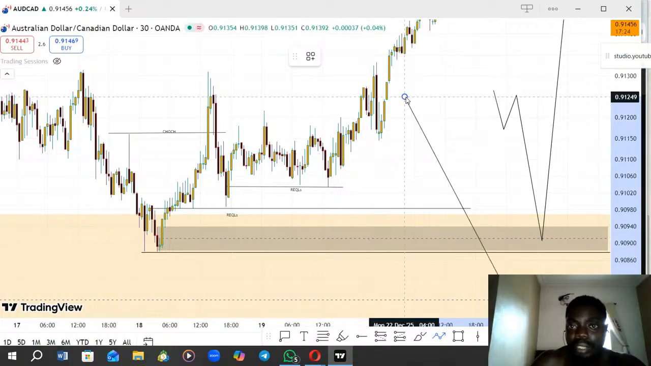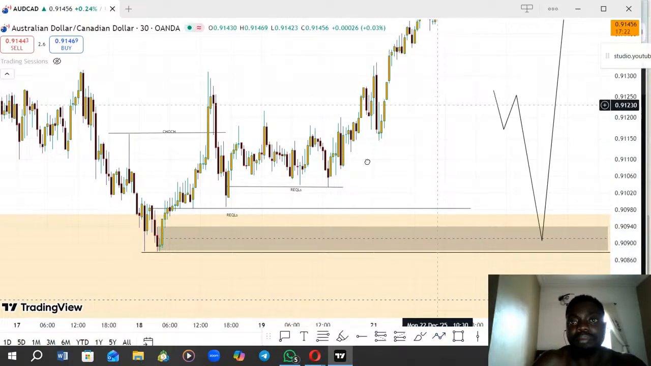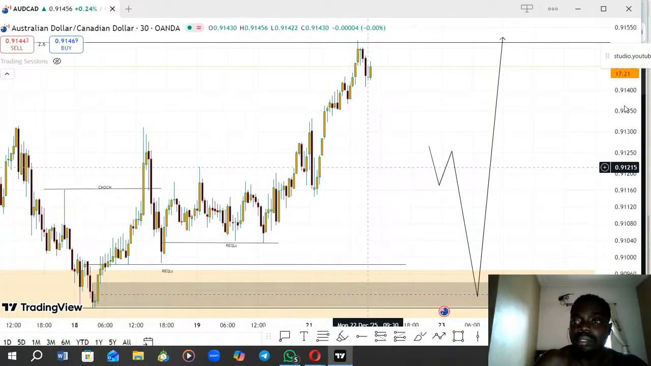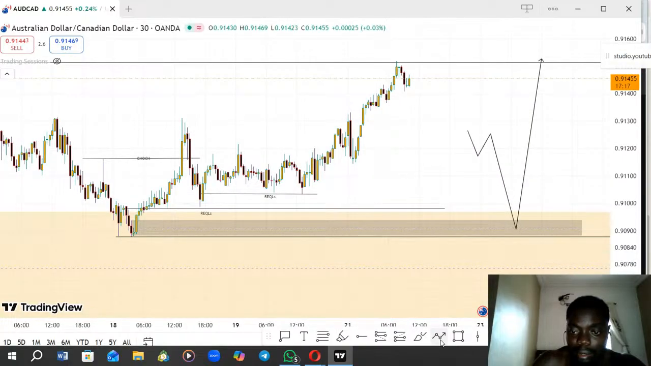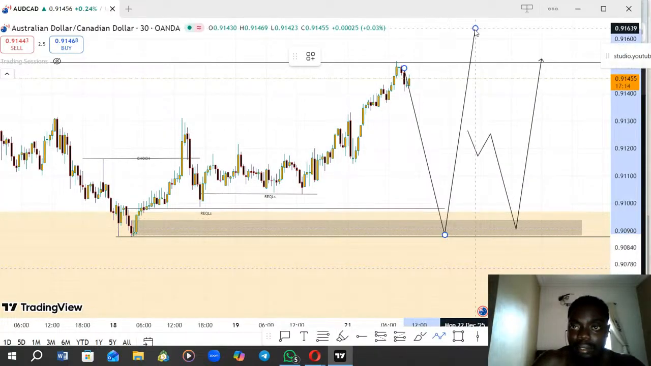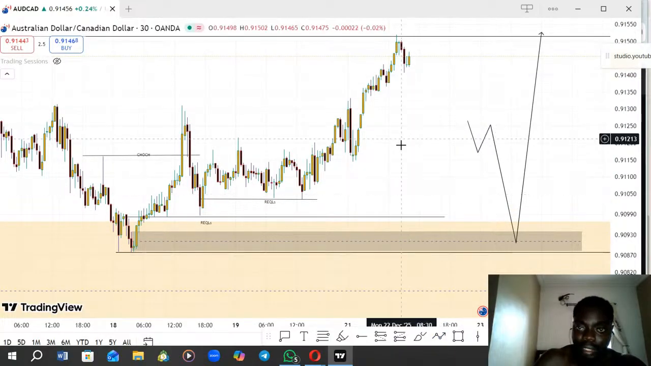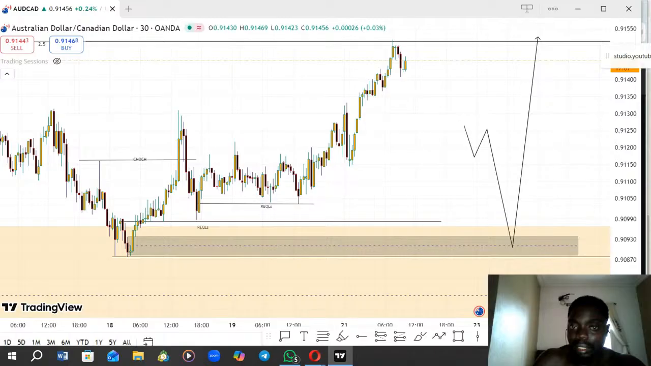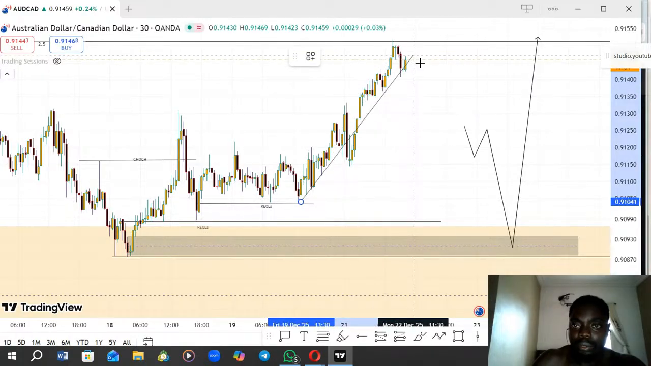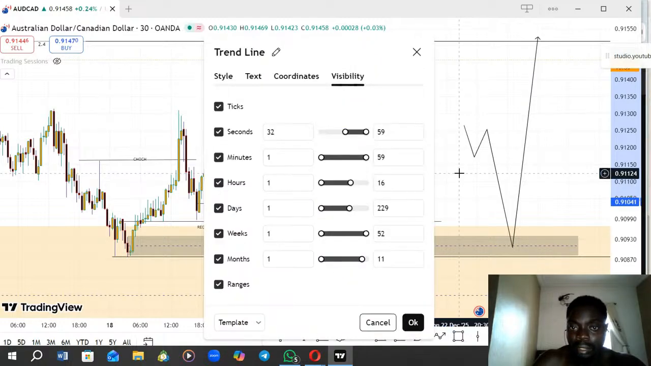So all I'm expecting for this gun to do is to come down, pull back, come down like this and then buy. That is what I'm waiting for. So this move is not my concern. You can see price is creating trend line liquidity, which I talked to you about already.